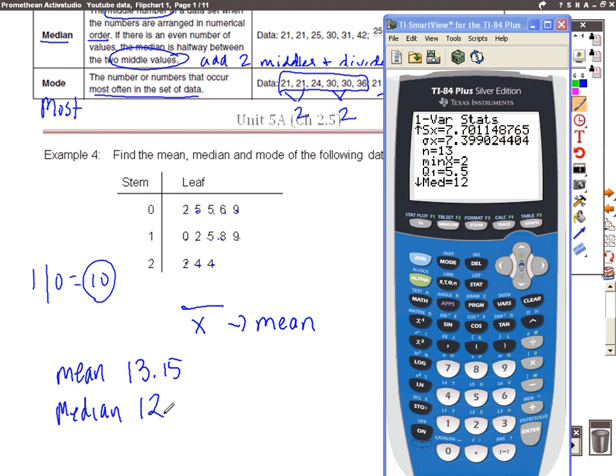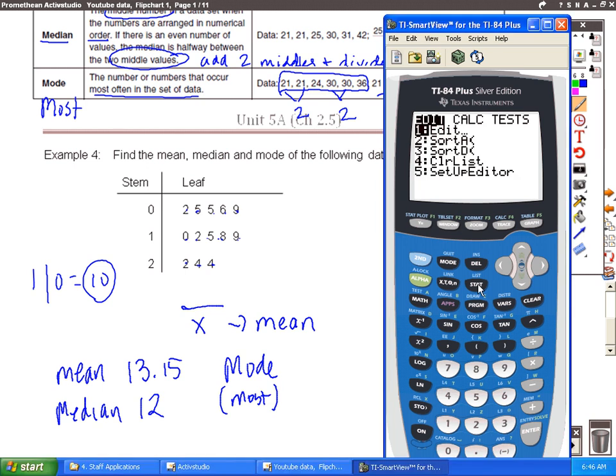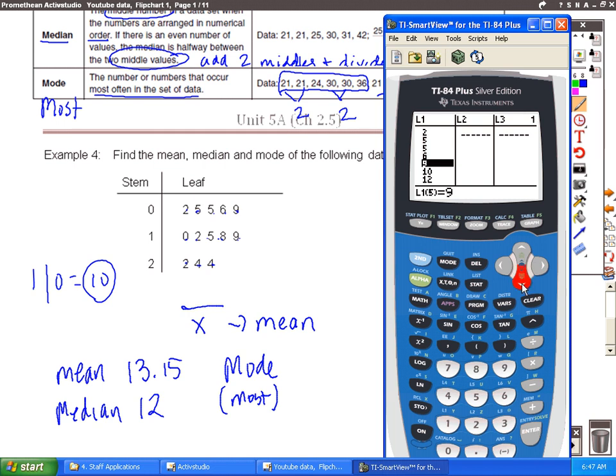Now to get the mode, remember mode is the number that occurs most often. I'm going to go back to my list of data because remember we told the calculator to sort it. So I went back to stat, to edit, and now my data is listed in order. So I'm just going to, by inspection, look at the data. I see 2 number 5s. Let's just arrow down.